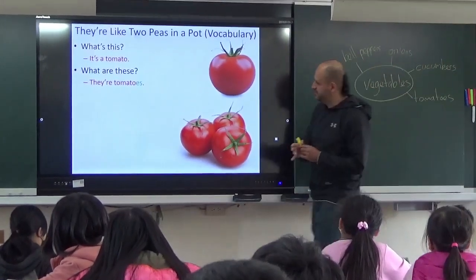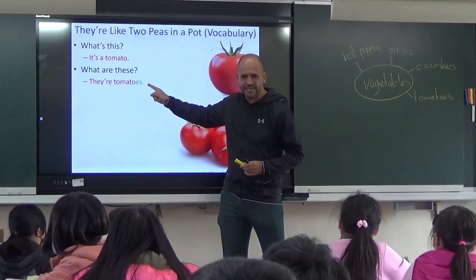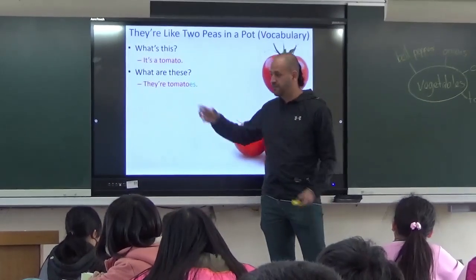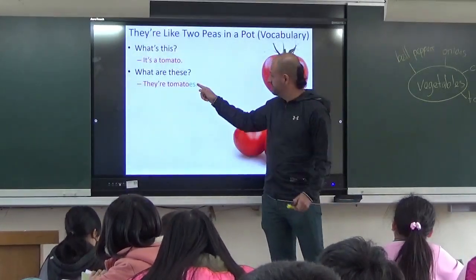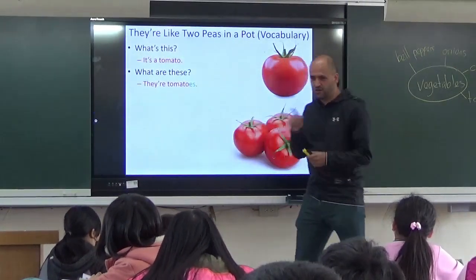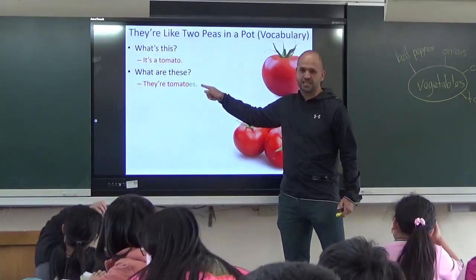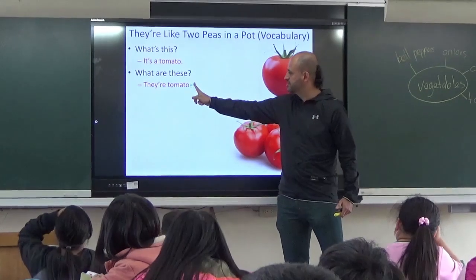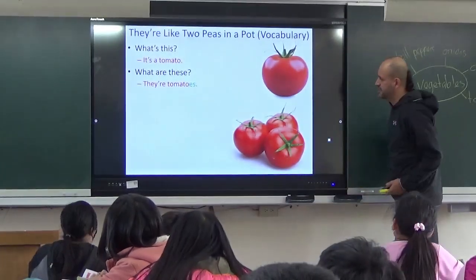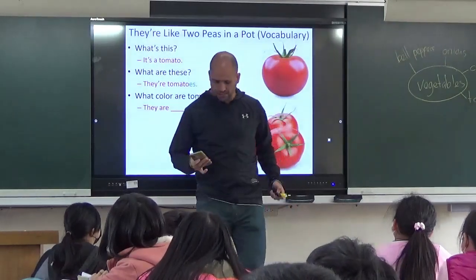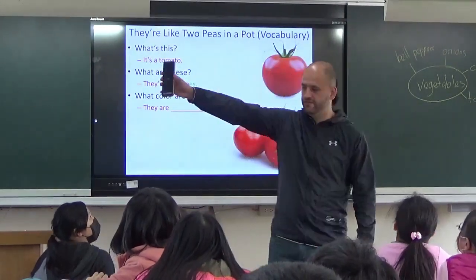This one is a little bit different. You have to add ES. I don't really know why, but remember, if you want to talk about two or more, you have to add ES. Okay, not only S. But you don't say E, so you just say S. Tomatoes. And the next question, what color are tomatoes? This question is for you.